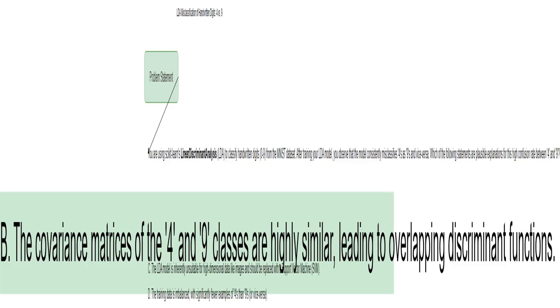This option suggests the features used, the data representing the digits, aren't good enough to separate 4s and 9s. Perhaps they lack key differences, like the closed loop present in a 9, but absent in a 4. LDA assumes similar covariance matrices for the different classes. Covariance describes how variables change together. If the 4 and 9 data look too similar statistically, their covariance matrices are similar, LDA's separating lines, discriminant functions, will overlap, leading to confusion.